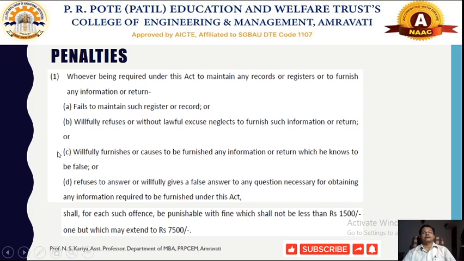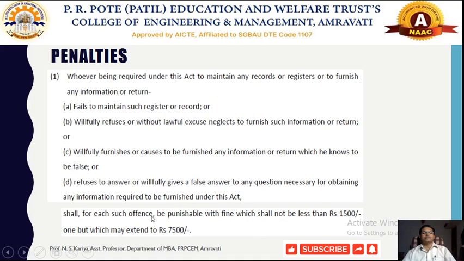Here we will find that if the employer fails to maintain such registers and records, in that case a penalty would be there. Also if he willfully refuses or, without lawful excuse or through neglect, fails to furnish the information to the inspector. Here the employer refuses to show the record, or willfully furnishes or causes to be furnished any other information relating to the payment of wages, or any false information before the inspector. If he refuses to answer willfully, in that case also. So there are 3-4 conditions here. If any of these acts happens on account of the employer, there will be a penalty.